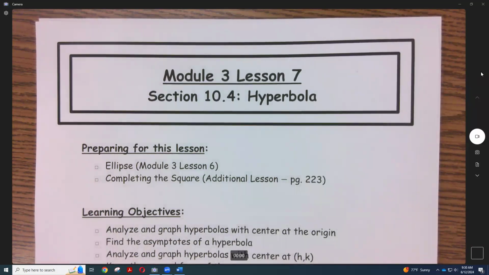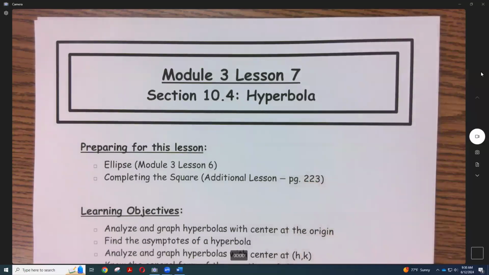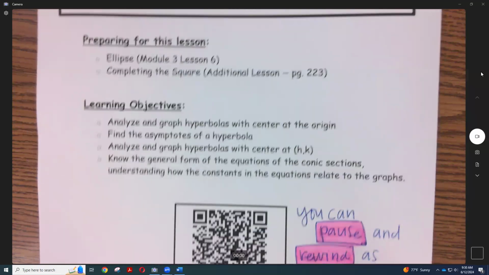and then we also need to complete the square. We will need that for every conic section. So make sure you have watched this additional lesson on page 223 or whatever page it is now, in the extra parts of your spiral to make sure you are up to date on that.